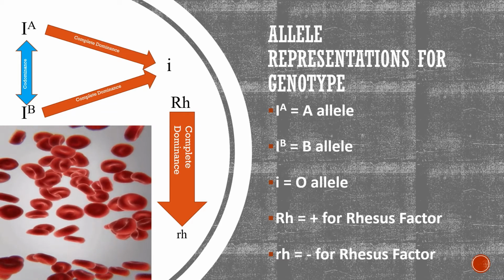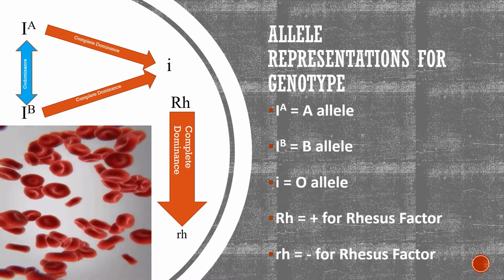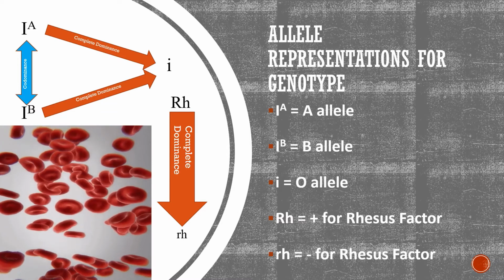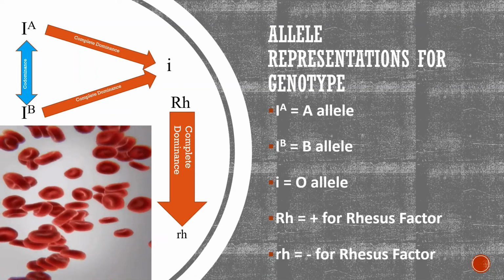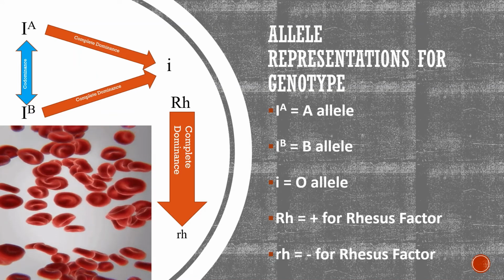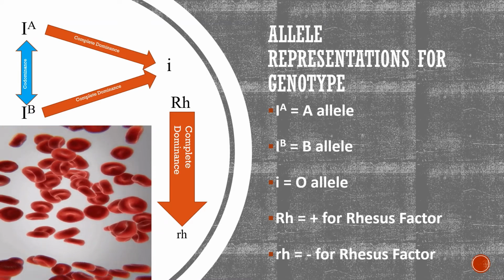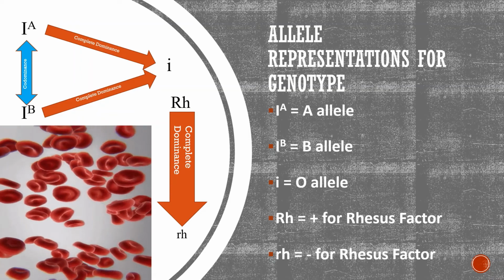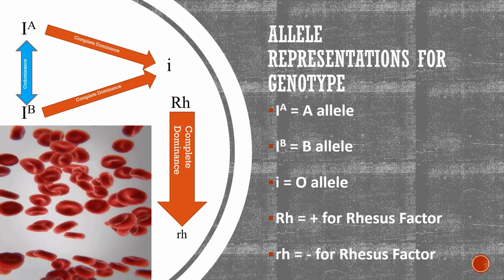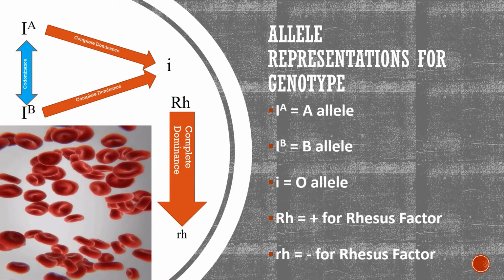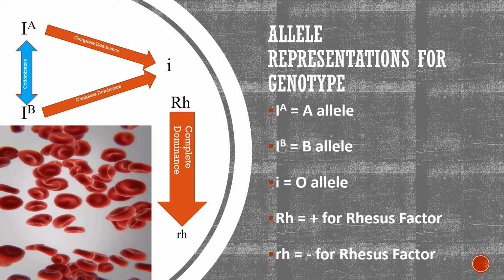So you can see in the top left how I^A and I^B alleles have a codominant relationship, but each of them is individually completely dominant to lowercase i, or O blood. So if an I^B and a lowercase i allele are paired together, that is going to result in B-type blood. Same thing if I^A, or A blood, and a lowercase i are paired together, that results in A blood. The rhesus factor is much more simple.